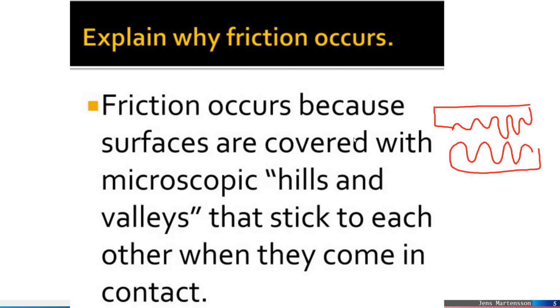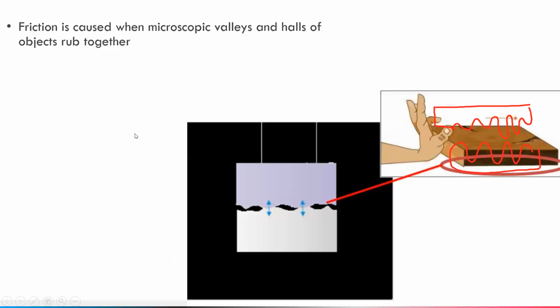So why does the friction occur? Because there are microscopic hills and valleys. This makes the opposite objects resist moving. So the friction is caused by microscopic valleys and hills of the objects wrapped together, as we see in this picture here. Look at this wood here.